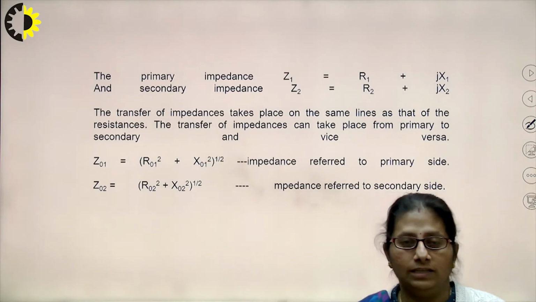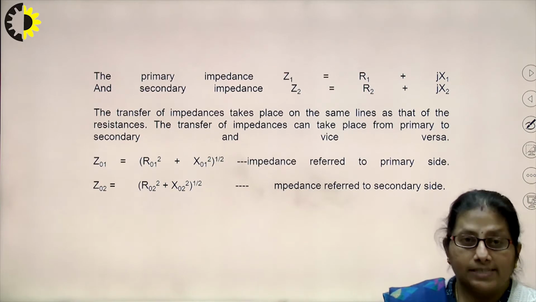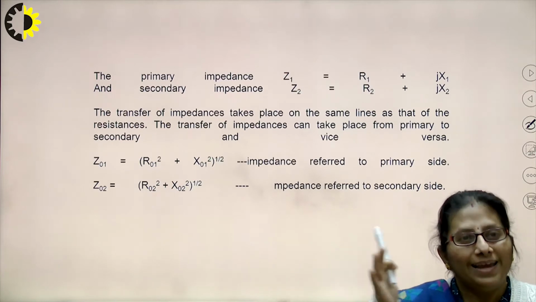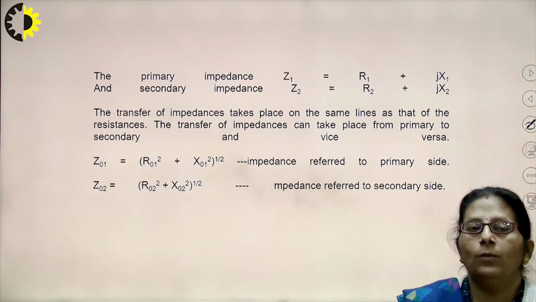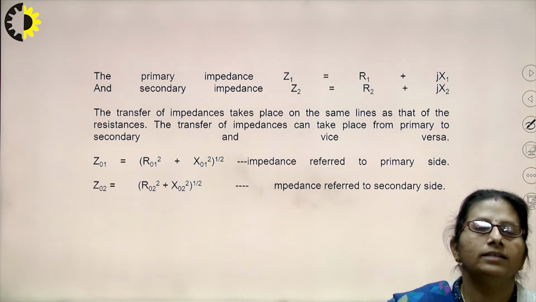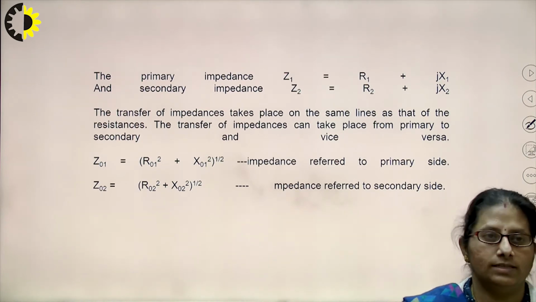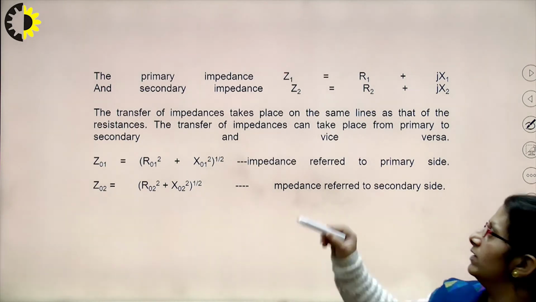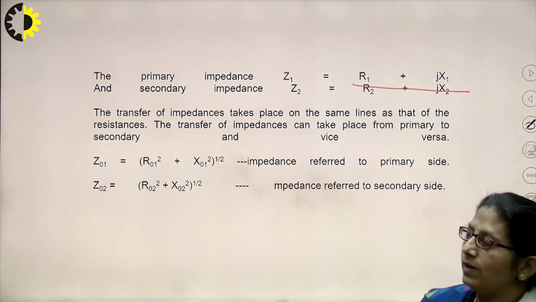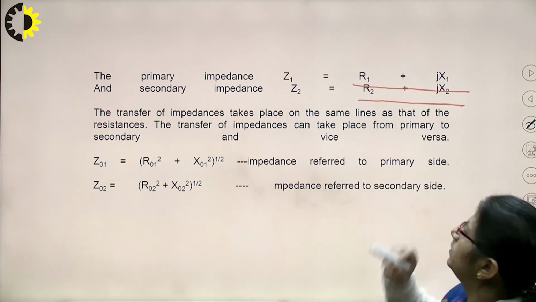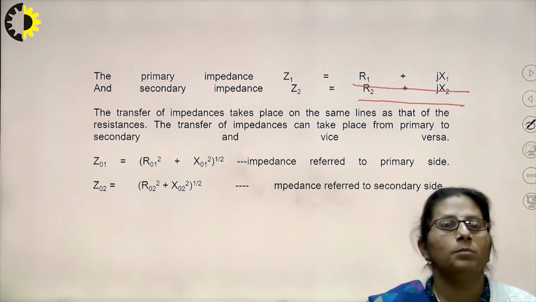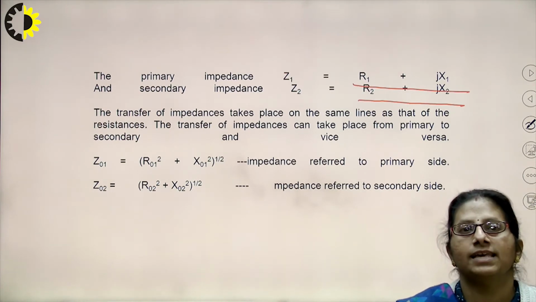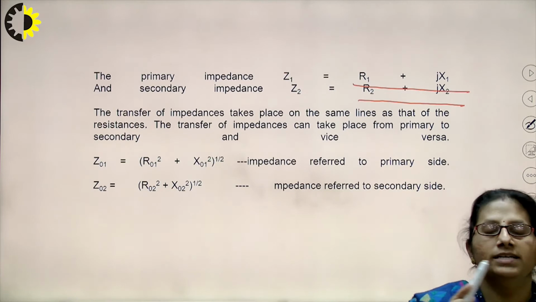Likewise, till now we have seen that we can refer the resistances and the reactances towards the primary and secondary. Combining them, I can give the equivalent impedance of the transformer either referred towards the primary side or referred towards the secondary side, right. So, the primary impedance Z1 would be given by R1 plus jX1. Similarly, the secondary impedance would be given by R2 plus jX2. The transfer of impedances takes place in the same way as that of the resistances. So, the transfer of impedances can take place from primary to secondary and from secondary to primary.